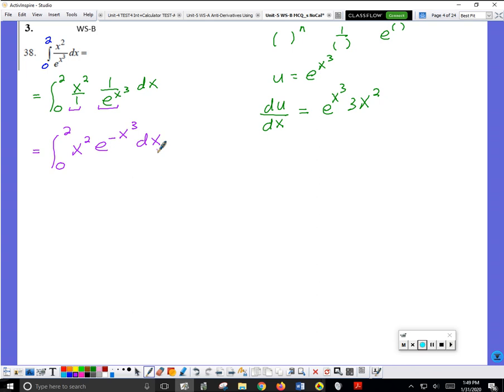So I still have two functions being multiplied. But by changing how the problem looks, I change my choice of u. So please talk and then raise your hand. What am I going to pick as u this time? Come on, talk, get your hands up. What am I going to pick as u now? Connor? Negative x cubed.